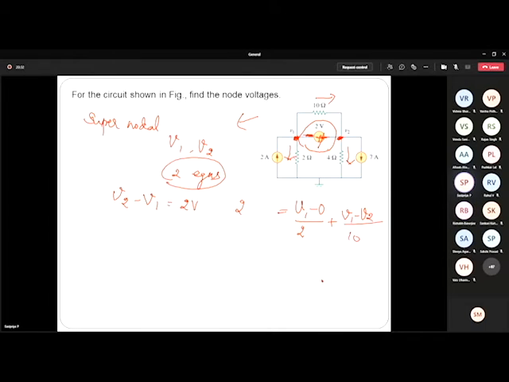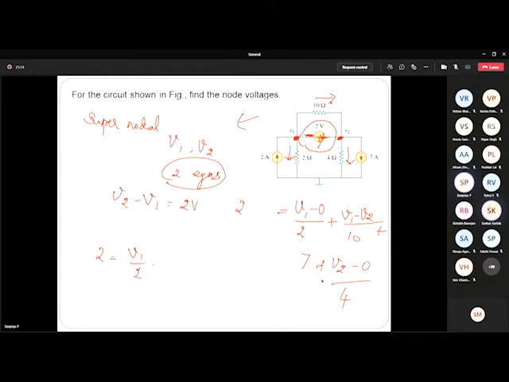Since this is a super node, I have to consider the current components for node 2 also. I'm going to combine node 1 and node 2. Now let's come to node 2. I have a leaving current of 7 amps, so plus 7. And then another current through the 4 ohm resistor, that is again a leaving current, so V2 minus 0 divided by 4. So 1, 2, 3, 4, 5. All the 5 current components are included here in the same equation. Why? Because it's a supernode. So now 2 is equal to.